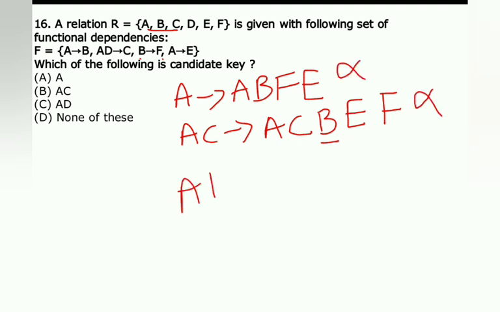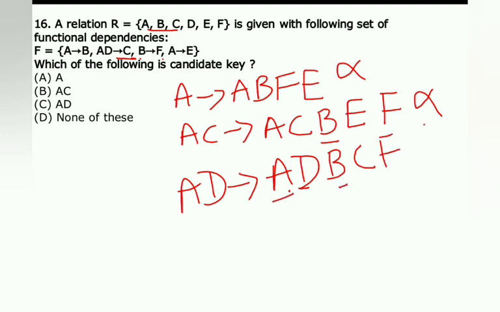Next, AD. So we'll write the key first completely. The right hand side of A is B and the right hand side of AD is C, from the given functions. Now B's right hand side is F and A's right hand side is E. So A, B, C, D, E, F, which is satisfying the complete relation. That's why option C is the correct one. AD maps all attributes of relation R, hence AD is the candidate key of R.